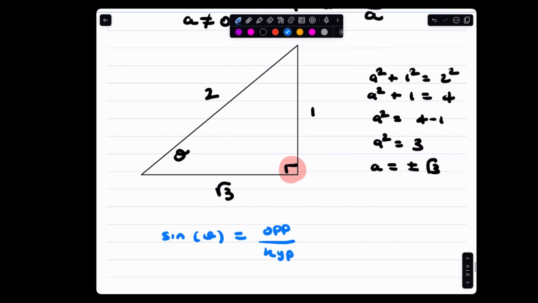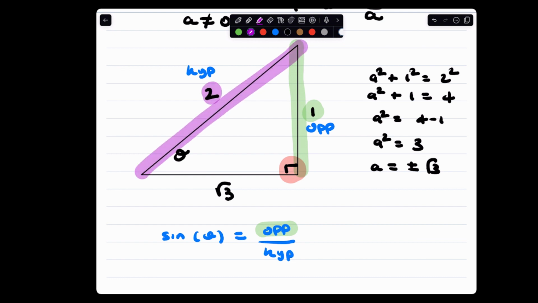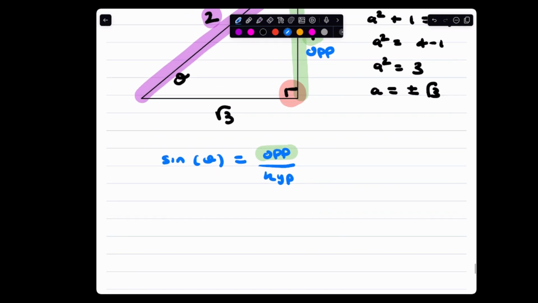And where's your opposite side to theta? The 1 is the opposite side. Is that true? And what's the hypotenuse? 2. So this length here is 1, that's your opposite side, and your hypotenuse here is 2. And so, ladies and gentlemen, sine will be what? 1 over 2. So this is what they're looking for.